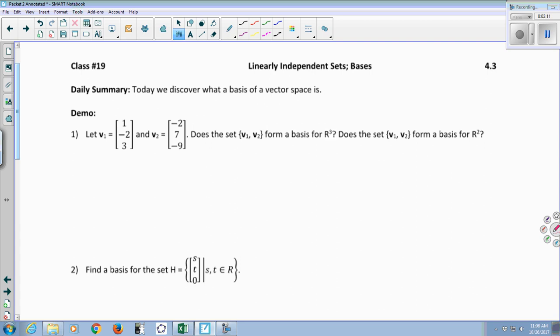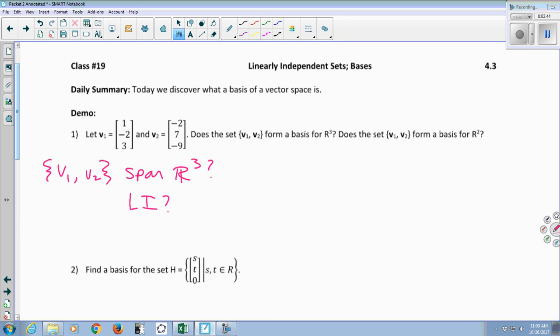Okay, so I've got 2 vectors here, v1 and v2. Does the set v1, v2 form a basis for R3? So I'm asking 2 questions. If I want to know if something's a basis, I want to know, are the vectors linearly independent, and do they span the space, in this case R3? So I'm checking 2 things: do v1, v2 span R3, and are they linearly independent.